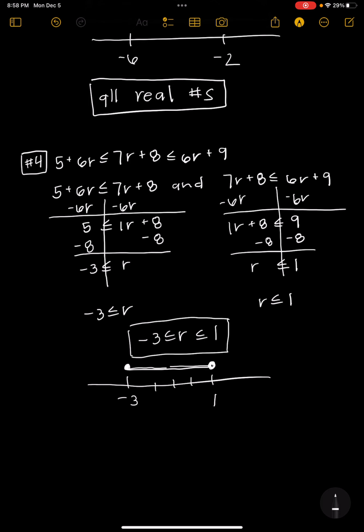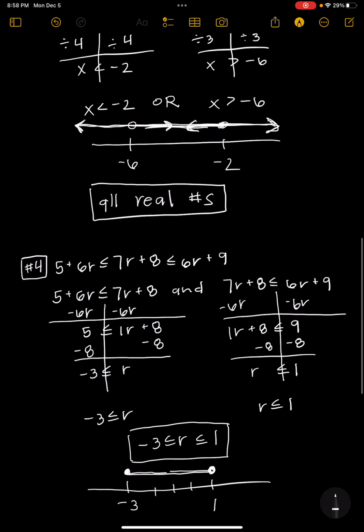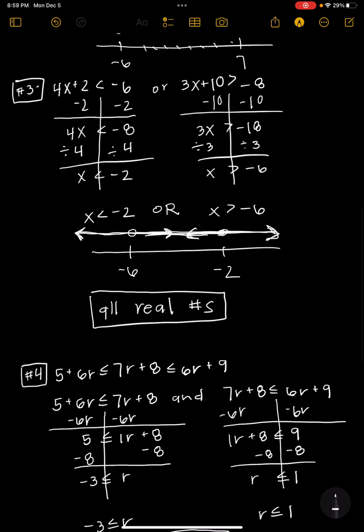Okay, and that is how we solve compound inequalities. So you want to solve the equations, graph them, but also make sure that the graph makes sense, because sometimes, like in this third example, you're going to end up with something that maybe doesn't quite make sense or doesn't fit the norms. And when it doesn't fit the norms, your answer could be all real solutions if it makes sense, or no solutions if it doesn't.